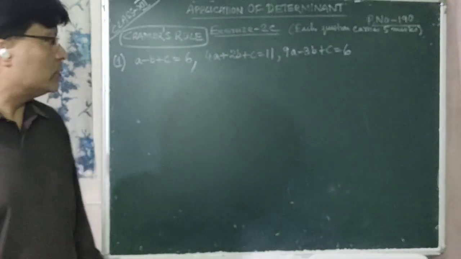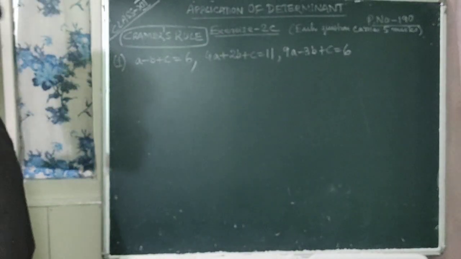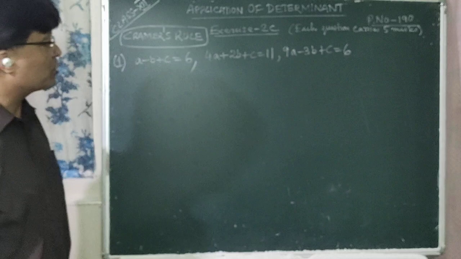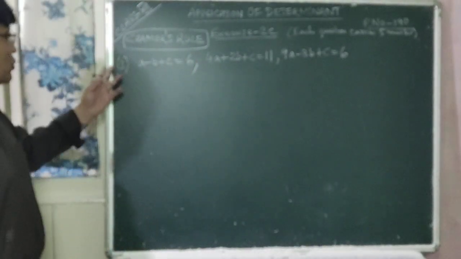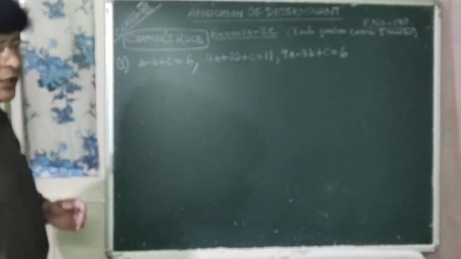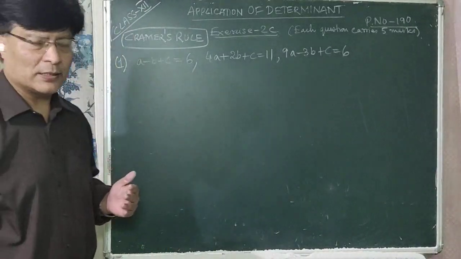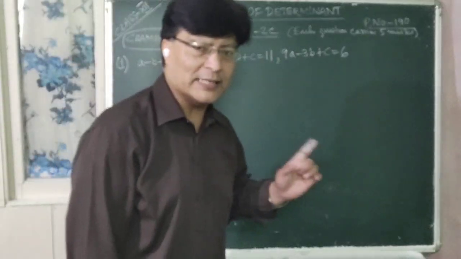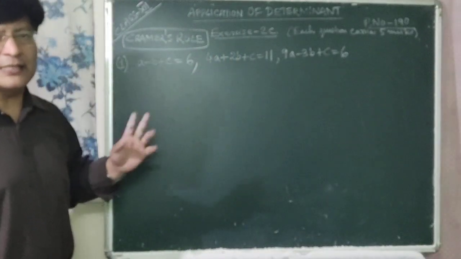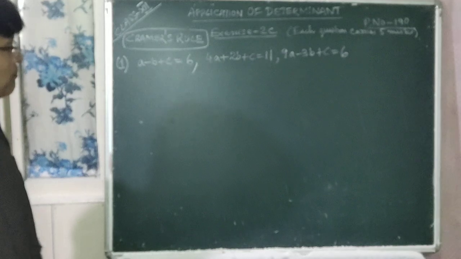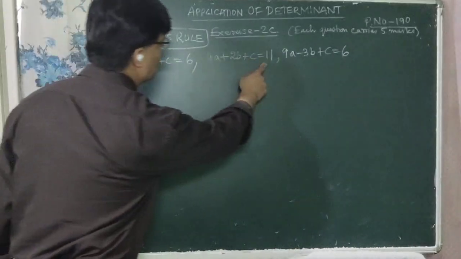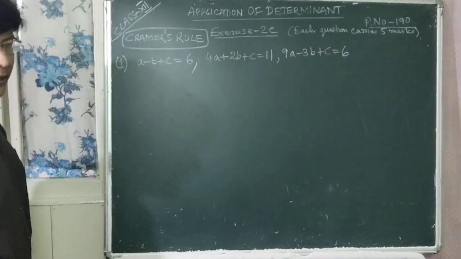Now let's do the next question, that is question number 1 from the same section, where each question carries 5 marks. So question number 1 is: there are 3 equations with 3 unknown quantities. But in this case, instead of x, y and z, it is given a, b and c respectively. So all the constant terms are on the right hand side, right?